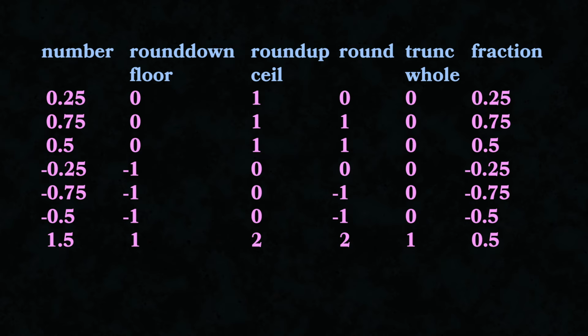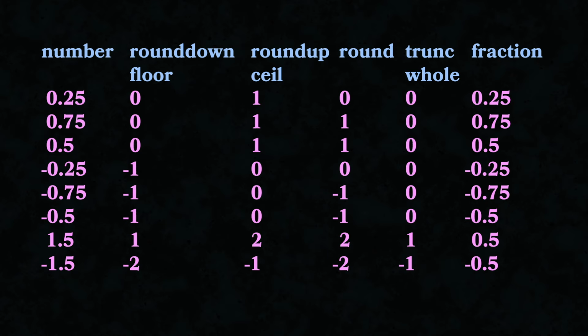Next, just to check on this, I'll do 1.5. So the rounded down is 1. The rounded up, you go up to 2. Rounding, they go up to the next whole number, which is 2. The whole number part of it is 1. And the fractional part of this is 0.5.